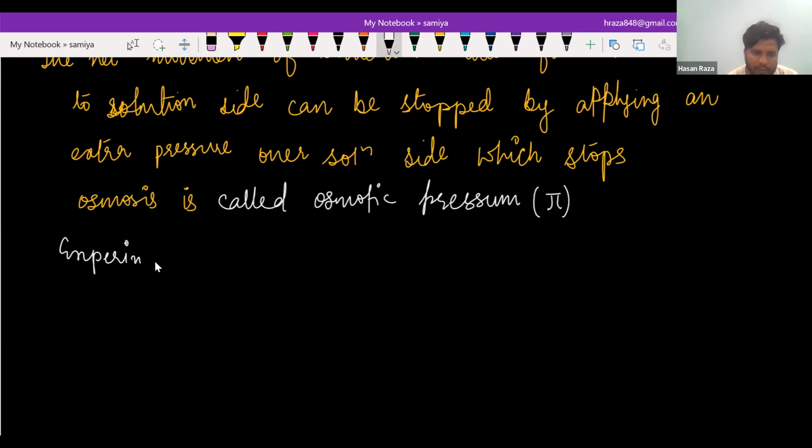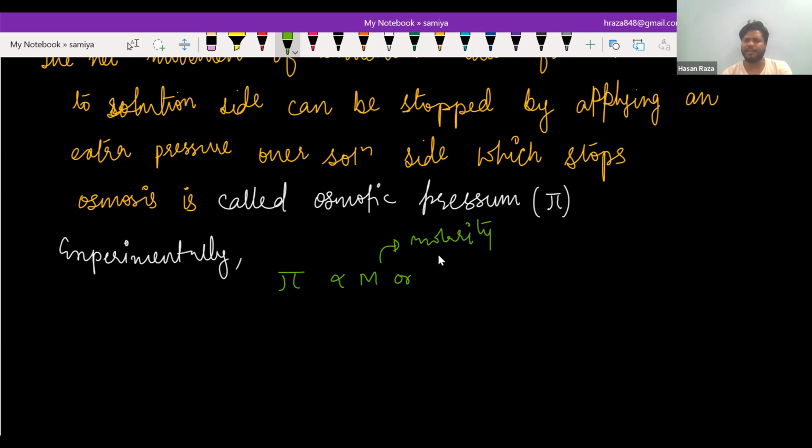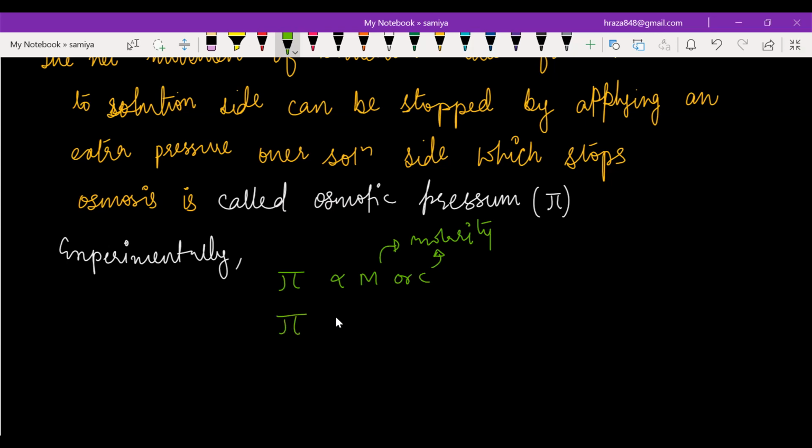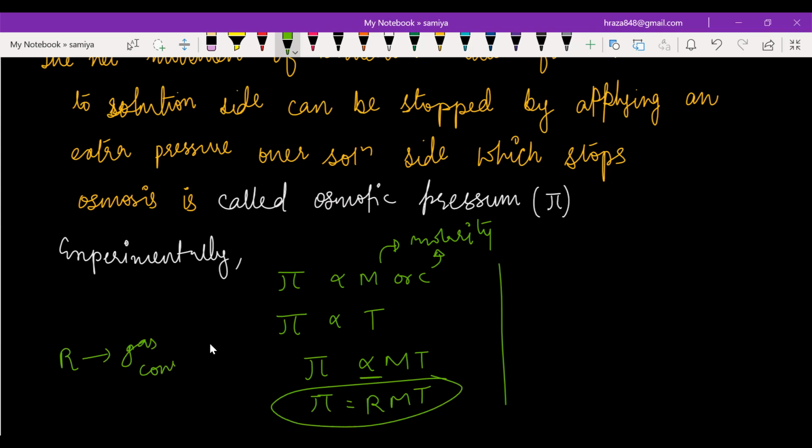Experimentally, we saw that this osmotic pressure is directly proportional to M, and this M is basically molarity, and in some books, molarity is denoted by C. C also stands for molarity or concentration. Now, experimentally we also know that pi is directly proportional to temperature. So by combining these two, it will be directly proportional to MT. And to remove this proportionality sign, we are going to use a constant, that is the gas constant. Pi is equal to RMT. And this R is basically the gas constant that you already know from class 11.